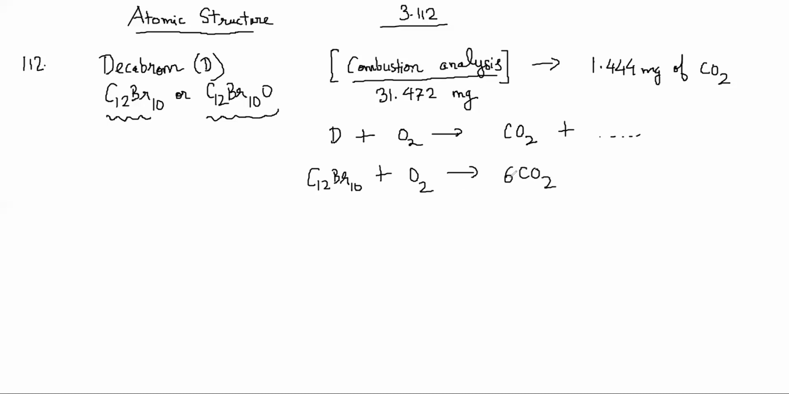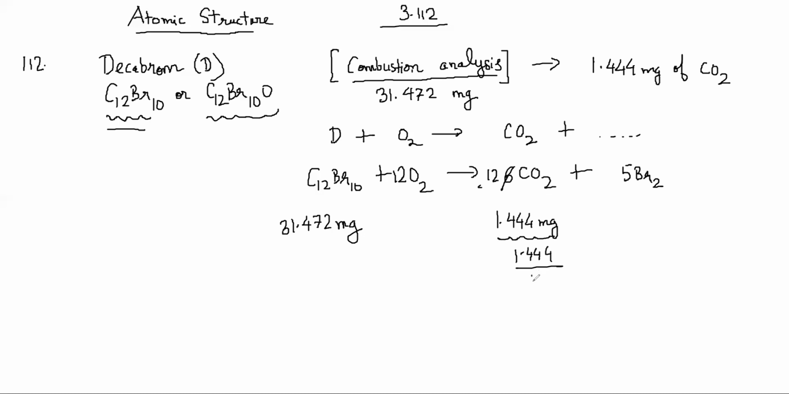How many CO2? Not 6, 12. 12 CO2 plus 5 bromine molecules, and 12 O2. This should be the reaction if this is the formula. So the question says that how much CO2 we got was 1.444 milligrams, and we used these many milligrams here. So that should give us a hint: how many moles of CO2 were formed?